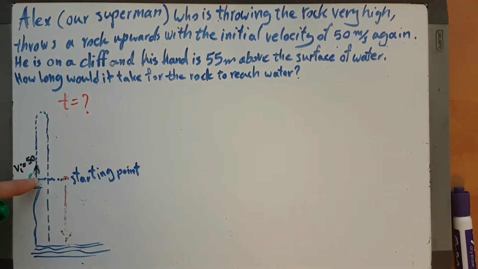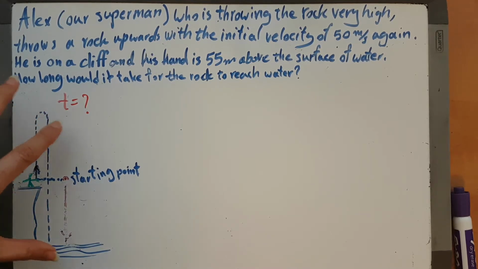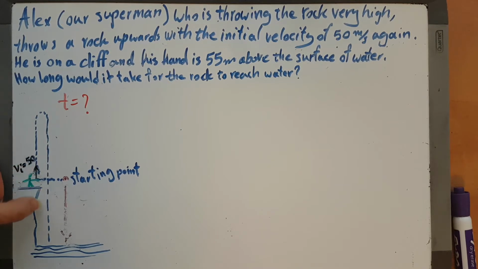This is Alex, this is his hand, which is our starting point. So anything above our starting point is positive, and anything under it is negative. Of course, this is all on top of each other. This is all one line. I just separated them so I can show them. The actual displacement is from the start point to the end point, and I'm going to show it here.